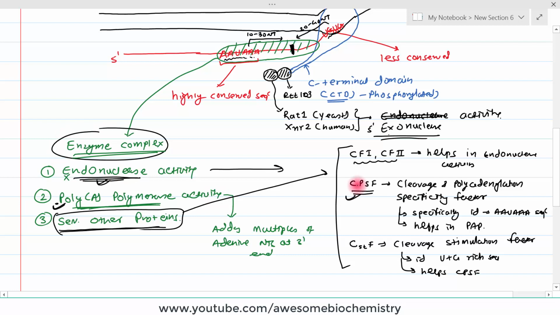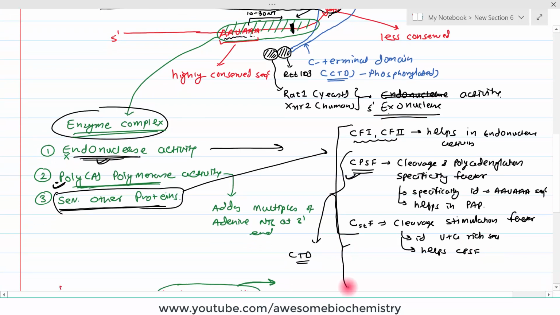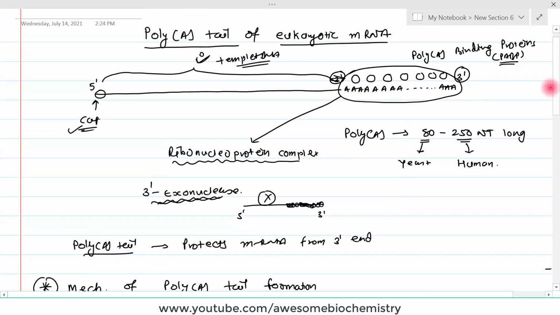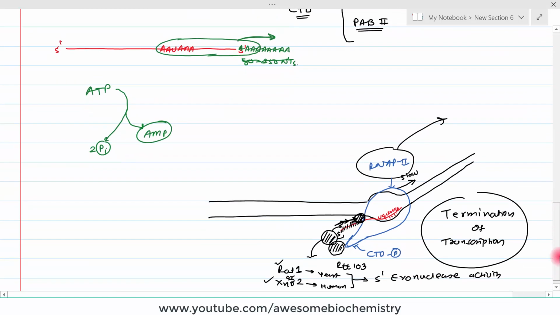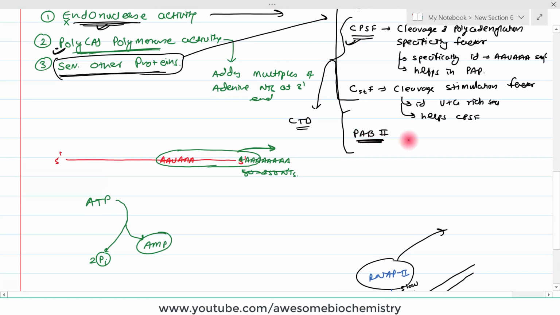Okay. And regarding this CPSF and CSTF, both bind to the C terminal domain, which is not shown in this diagram, but remember both can bind to the C terminal domain of RNA polymerase II. And the last but not the least is poly A binding protein 2. Remember, this poly A binding protein 2 is different from this protein, the poly A binding protein, that is PABP. This is another protein which is lying in this enzyme complex.